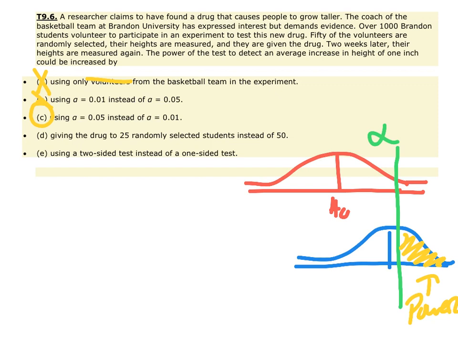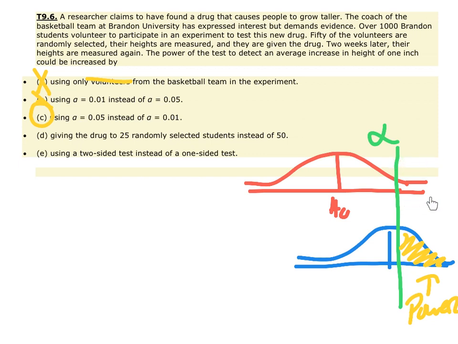Let's just talk about the last two, even though we know the right answer. D, giving the drug to 25 randomly selected students instead of 50. This is talking about the sample size. So if this curve, if you think about it, represents the sample size of 50 students, what if we only gave it to 25? If we did, this distribution would not be as stable. A sample size of 25 is less stable. It's a smaller sample size. So what you would see is this graph actually spreading out more in this direction and spreading out more in this direction. As it spreads out more into the right-hand side, imagine this green line for the significance level actually pulls itself over.